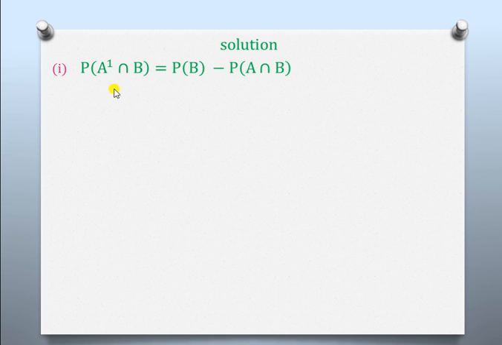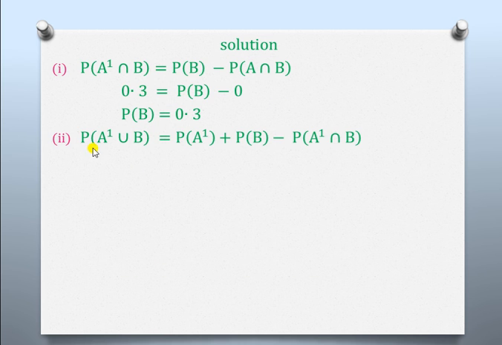So part A, from set theory again, this is very true. The probability of A complement intersection B is equal to the probability of B minus the probability of A intersection B. Substitute your values. We already know the probability of A intersection B is 0, and we knew this already. It was given in the question. So you simply get the probability of B as 0.3.